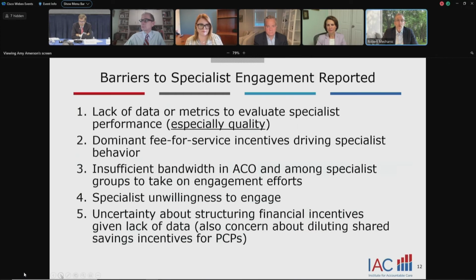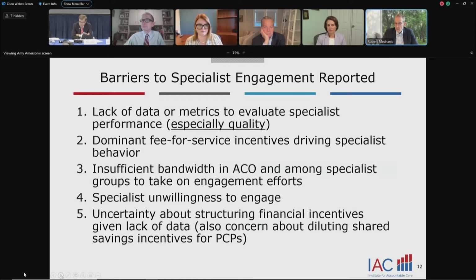So one of the big questions here was, what are the challenges? What are the barriers to engaging specialists in the work of value-based care and controlling spending? So far and away, the number one, lack of data or metrics, especially quality metrics. Number two, the dominance of fee-for-service incentives, which are driving specialist behavior and specialist compensation.